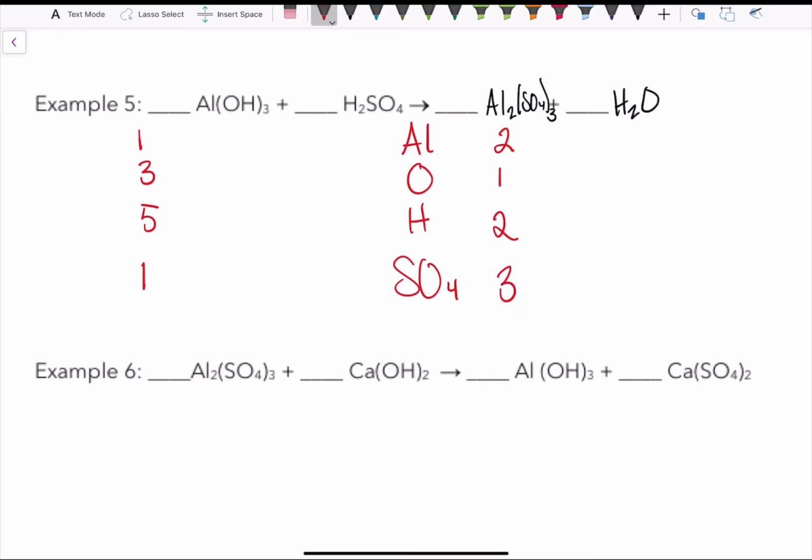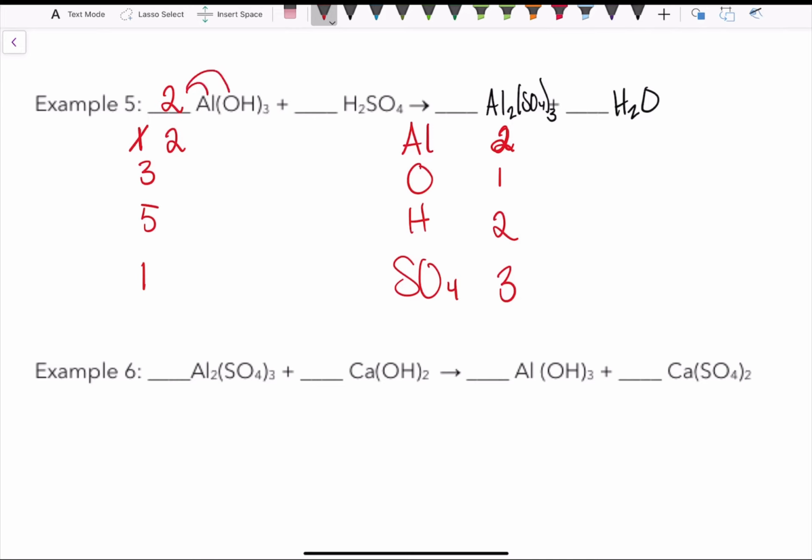So let's talk about then how to balance. In our order, on our steps of how to balance, we start with metals. Aluminum is a metal, so we'll start there. We have 1 here and 2 here. I can change a 1 into a 2 by multiplying it by 2. So now this becomes 2.